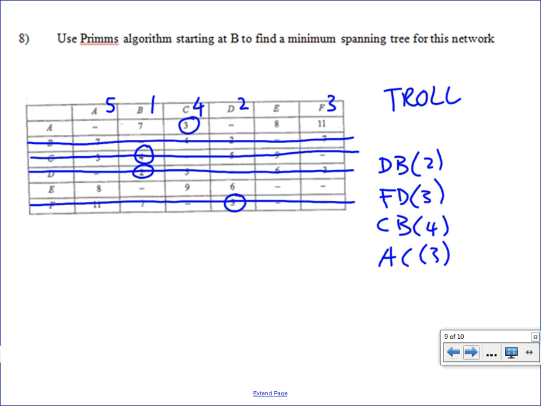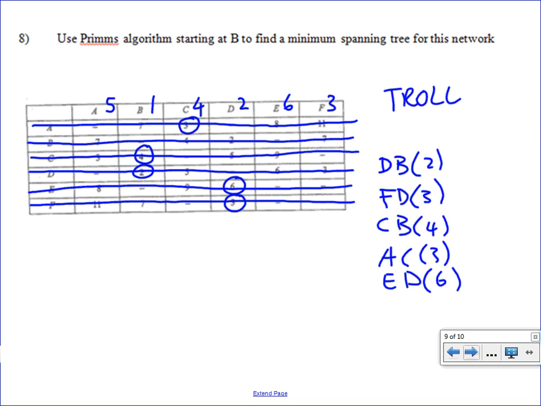So A came in 5th, and now I remove the row A, and I look down all of my rows to see how I can bring in E the most cheaply. And the smallest I can find is a 6. So that's E brought into D, that's 6. E got brought in last, which is 6th. Remove the row E, and we're all done.